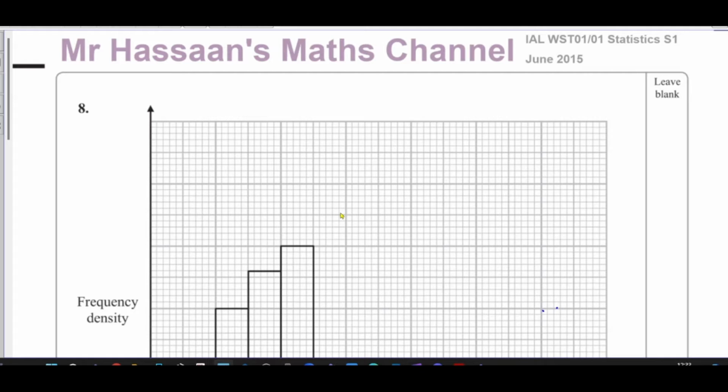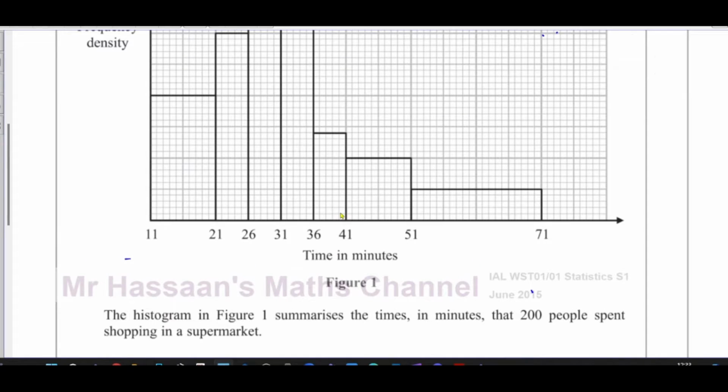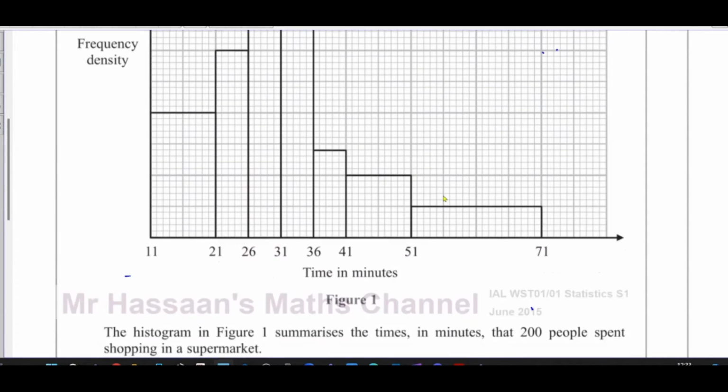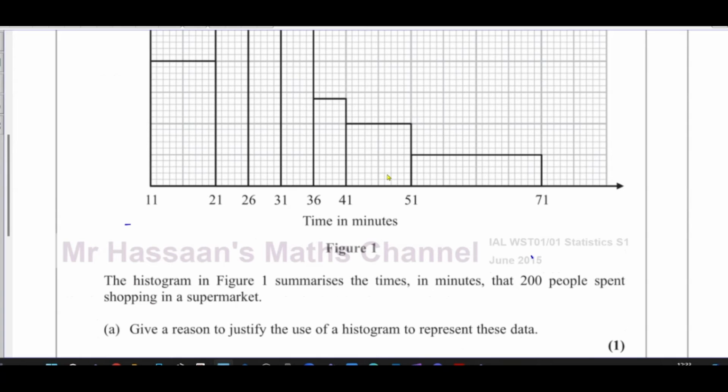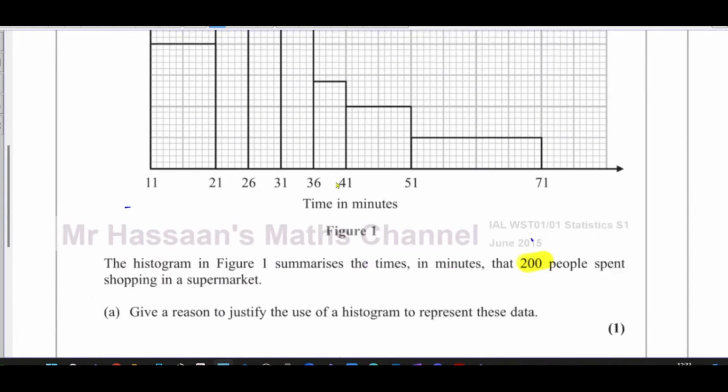Okay, so now we have here a histogram. And in this histogram, we have not been given a scale for frequency density. We have been told that there are 200 people represented in this histogram. So the histogram in figure 1 summarizes the times in minutes that 200 people spent shopping in the supermarket. So this whole thing has 200 people represented in it.